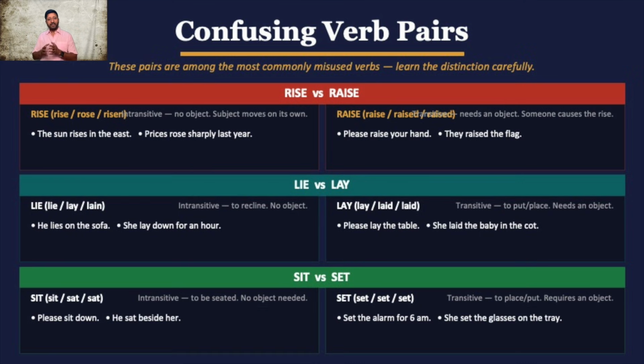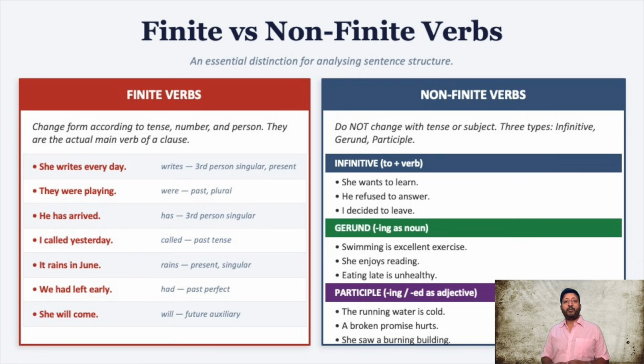Sit versus set. Please sit down. He sat beside her. It's an intransitive verb. To be seated. There is no object needed. Set the alarm for 6 a.m. She set the glasses on the tray. It is a transitive verb. It means to place or to put something. Requires an object.